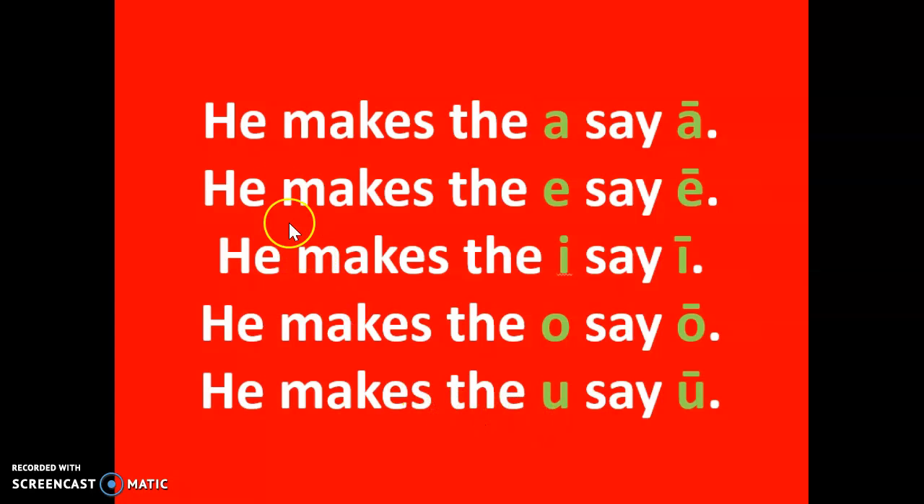Now what the silent E does, he makes the A say A. He makes the E say E. He makes the I say I. He makes the O say O. And he makes the U say U.